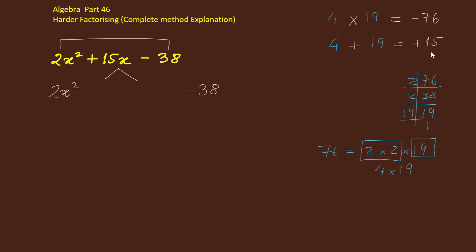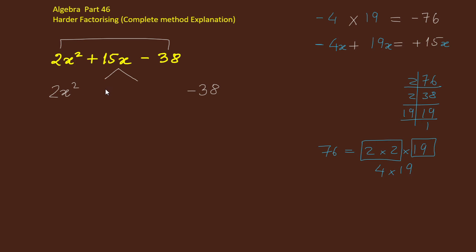How can we decide the sign? Look at this. If this is positive, that means the bigger number is positive. So this should be positive. That means we can keep this negative. Now it works. There's one negative, so it will give a negative result, and negative 4 plus 19 is a positive 15. These are the two values. That means this positive 15x can be written as negative 4x plus 19x.